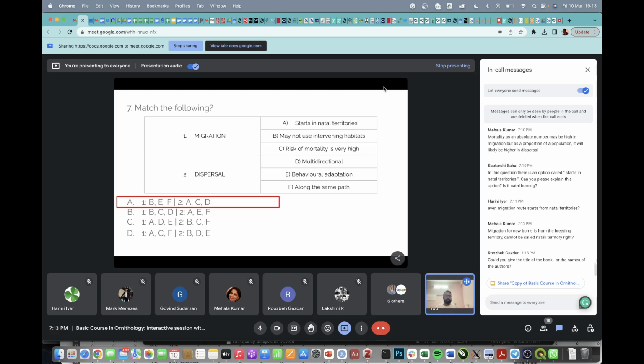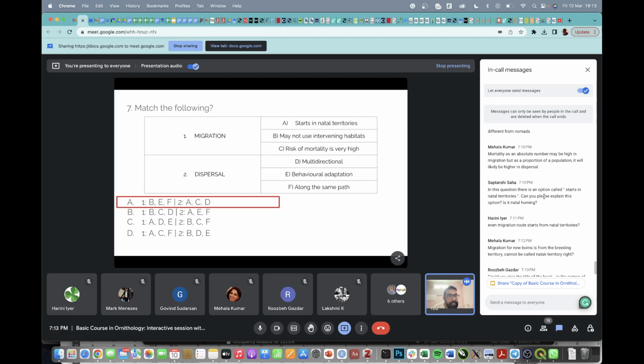Somebody said mortality as an absolute number may be high in migration, but as a proportion of a population it will likely be higher in dispersal. Even as an absolute number, Mehala, it might be really high in dispersal, that fatality in dispersal. The only thing is nobody has actually done a study or a comparison in that sense, or if there is, then probably it's more in the temperate areas rather than in the tropical zones.